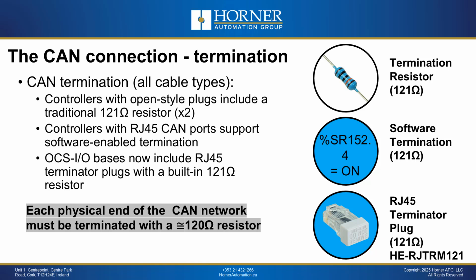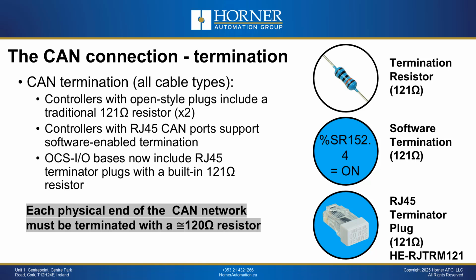So if you're using open style plugs, it is probably going to be convenient for you to use a physical termination resistor. We include 2 in the box with every Horner controller that has an open style plug, and those are 121 ohms. So if you're using an open style plug, that termination resistor might be the most convenient.